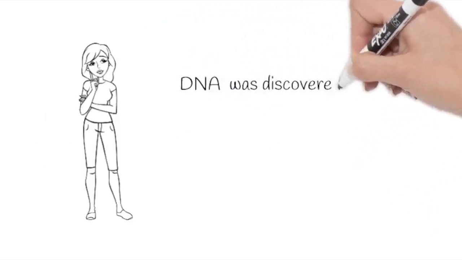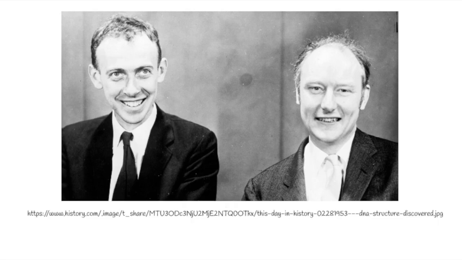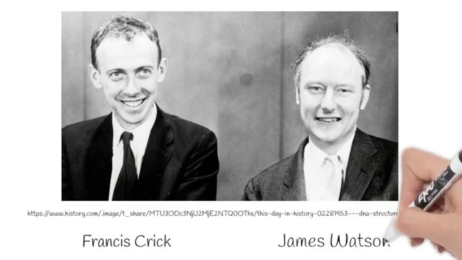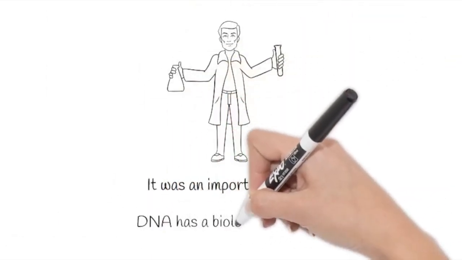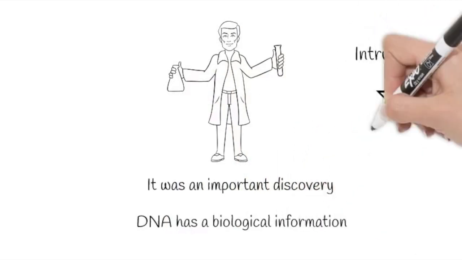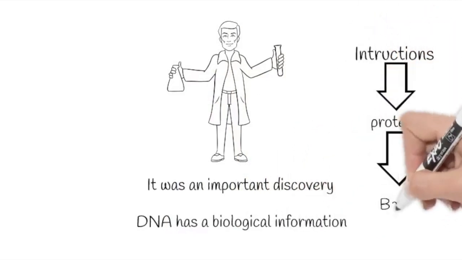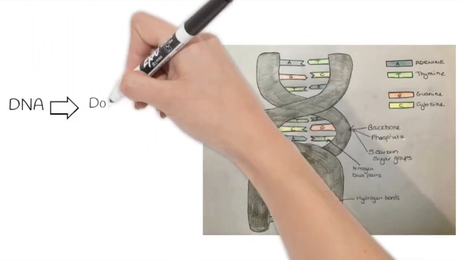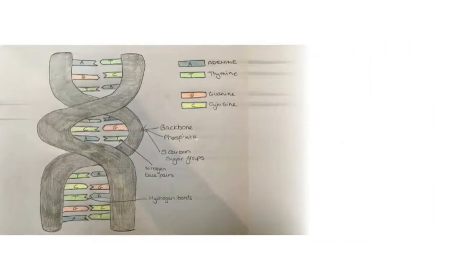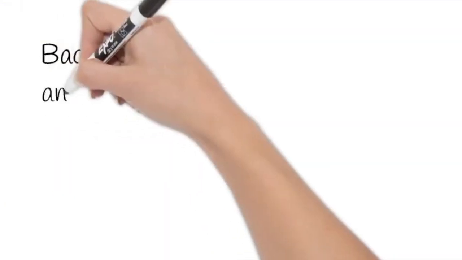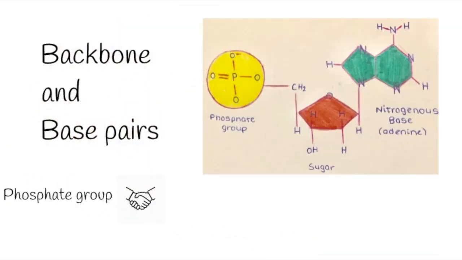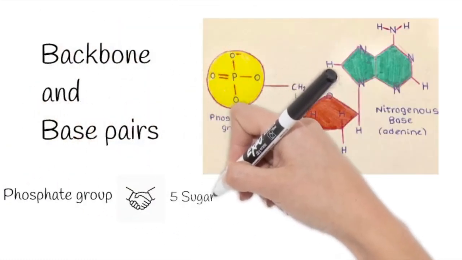DNA was discovered in 1953 and brought to attention by Francis Crick along with James Watson. It was known to be very useful and important because it carries biological information with instructions for making proteins within the body. DNA molecules come together to form a double helix. The double helix consists of 2 strands. Each strand has a backbone made of phosphate groups and 5 carbon sugar groups.